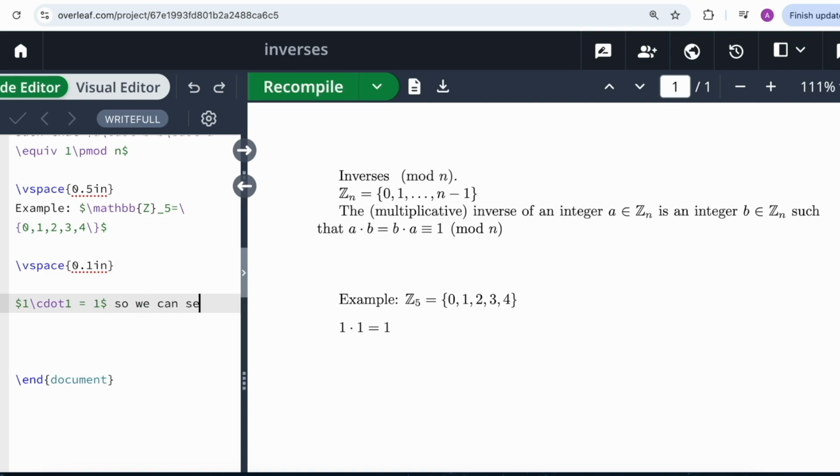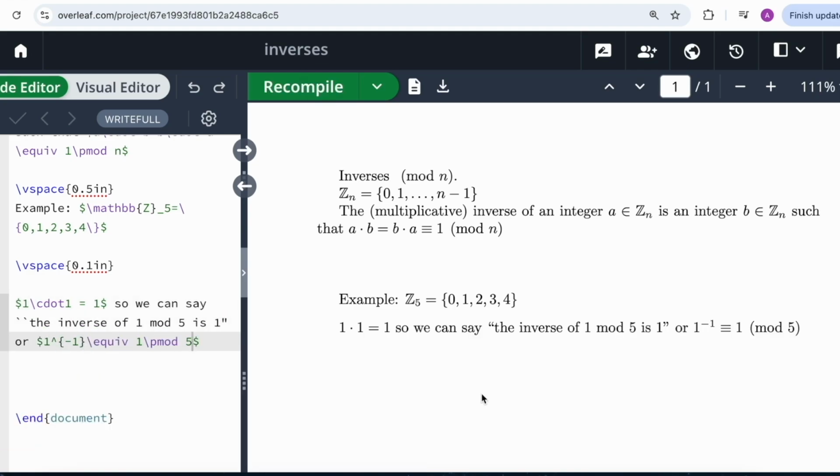There are two ways to refer to this. 1 times 1 is 1 mod anything. So we can say the inverse of 1 mod 5 is 1, or we can say 1 inverse is congruent to 1 mod 5. So 1 is the easy one.